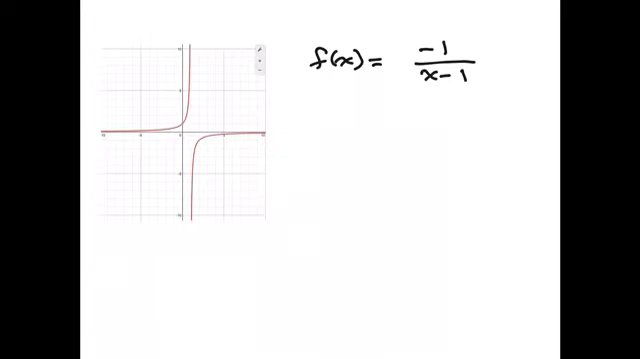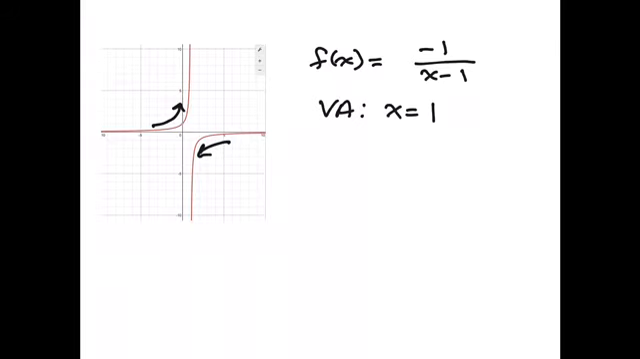Let's look at another function. This one is negative 1 over x minus 1. So once again, I know that I'm going to have a vertical asymptote at x equals 1 because 1 is not in the domain and it's not removable, therefore it's going to be a vertical asymptote. But when I look at this, if I come at it from the left, I'm going to positive infinity. If I come at it from the right, I'm going to negative infinity.